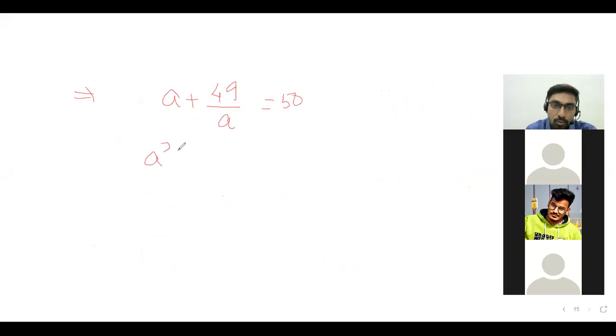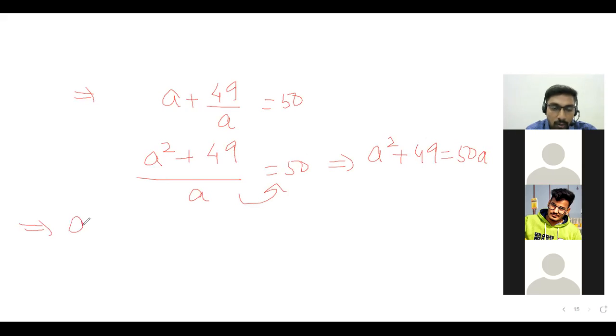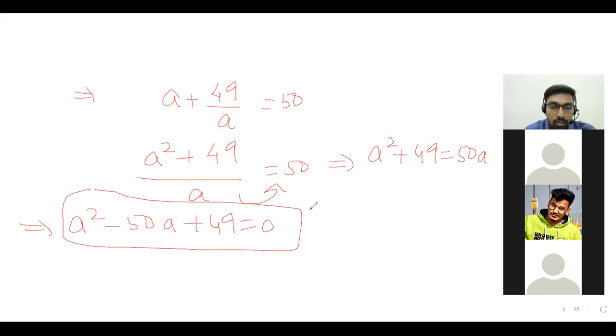That means A square plus 49 upon A equals 50. So this A will go to this side. That means A square plus 49 equals 50A. So from here you will get A square minus 50A plus 49 equals 0. So this is the quadratic equation. I think you are aware of how to solve a quadratic equation.